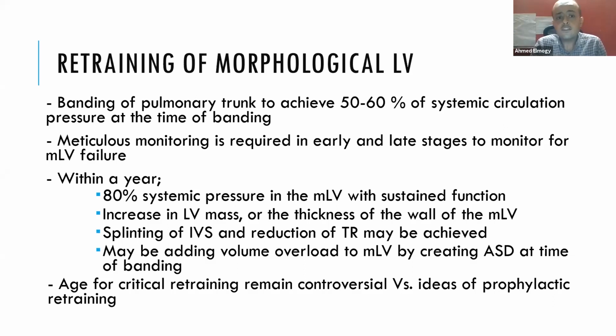The idea here is to increase the pressure against which the morphological left ventricle acts, by putting a band over the pulmonary trunk to achieve initially 50 to 60% of the systemic circulation pressure at the time of banding, and monitor the patient meticulously, within a year reaching 80% of the systemic pressure with increase in the LV mass, and possibly doing the arterial switch later on.